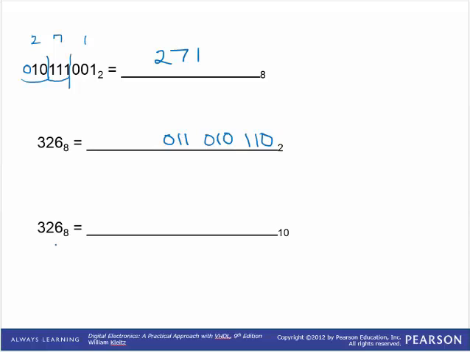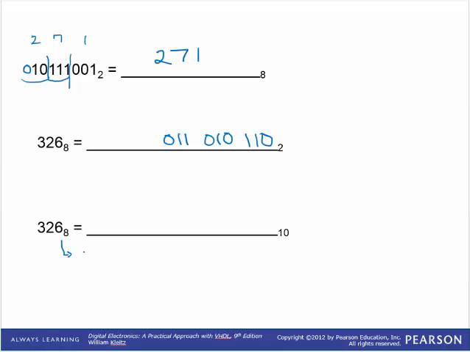This one, 326 base 8 into decimal, there's 2 different ways that you can do it. One is I can convert it to binary, like I did in the middle step, and from the binary apply my base 2 weighting factors and come up with a decimal number. Or I can apply my base 8 weighting factors right here and come up with the decimal number.